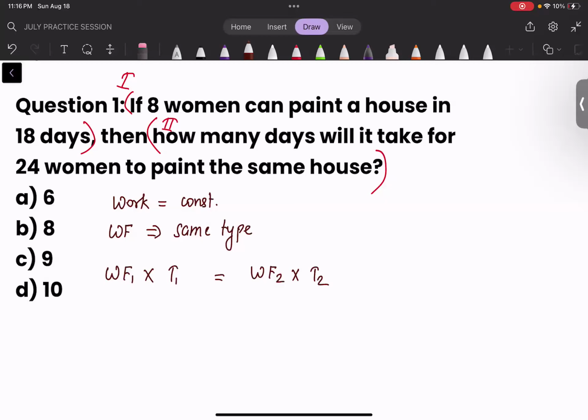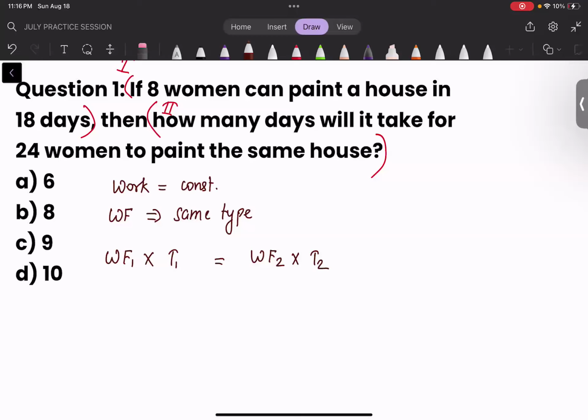Very simple. All right. Next, please answer. When it is the same type of workforce, you need not think anything. You just need to write the values. 8 women, so write 8. Time is 18 days. Second situation, how many days? That means I don't know how much time. But 24 women, so workforce is 24. This is what I will have to solve. Please calculate how much is the answer.